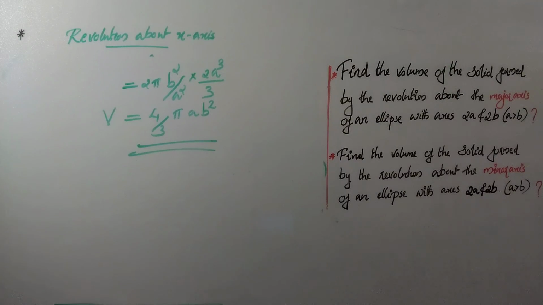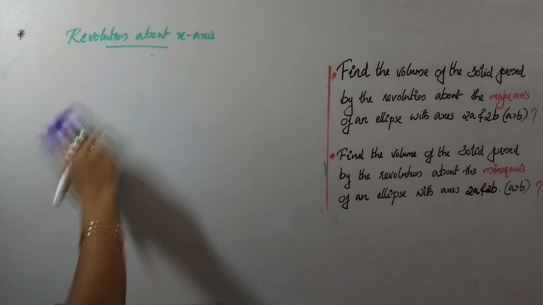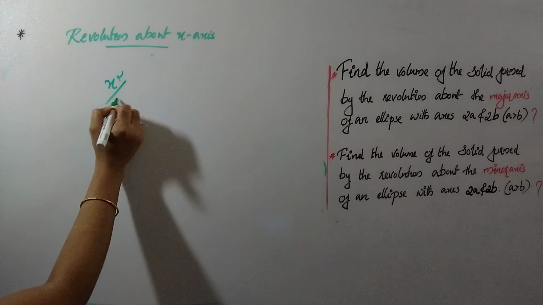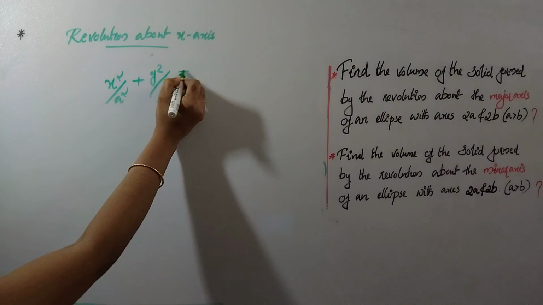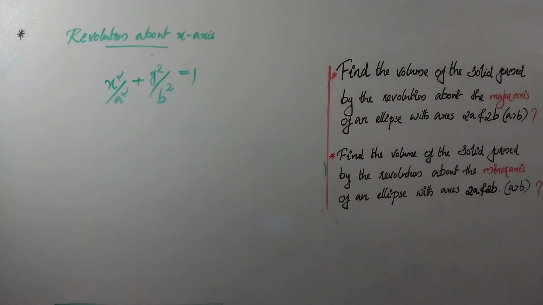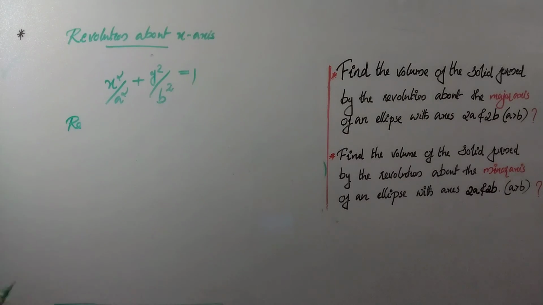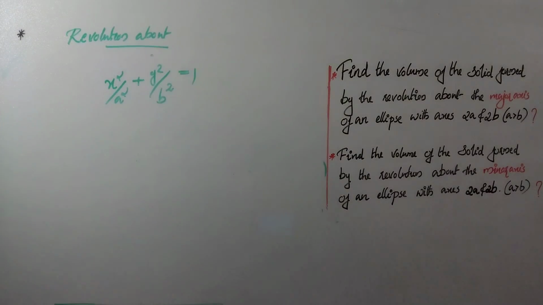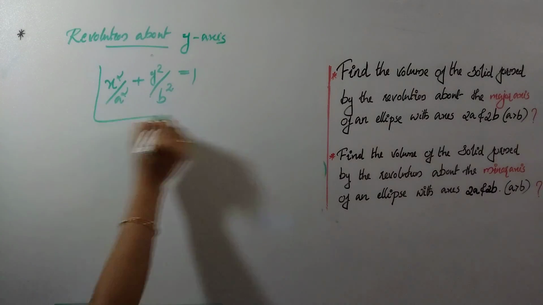Now consider the second problem. Here revolution about the minor axis, that is y axis. The equation of ellipse is x square divided by a square plus y square divided by b square is equal to 1. Now the revolution about y axis. This is the equation of ellipse.